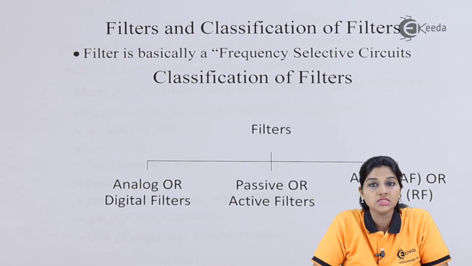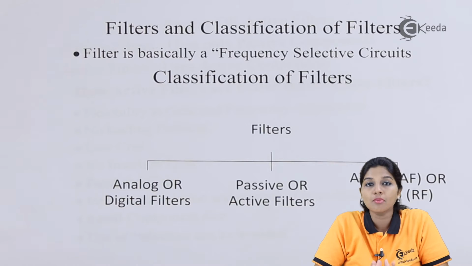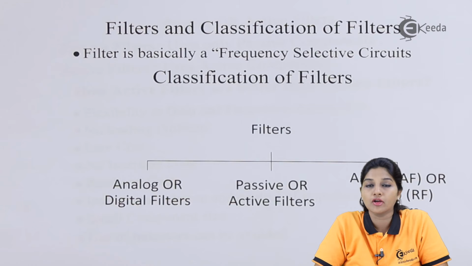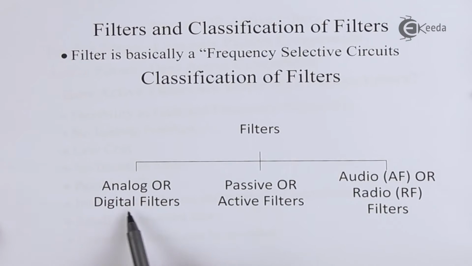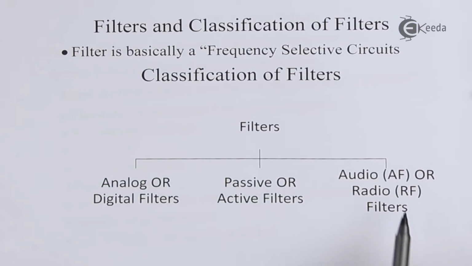So filters are basically frequency selective circuits. The function of a filter is to allow only a particular band of frequency and to block, reject or attenuate other bands of frequency. Basically, filters are classified into three different types, that is analog or digital filter, passive or active filter, and audio and radio filters.